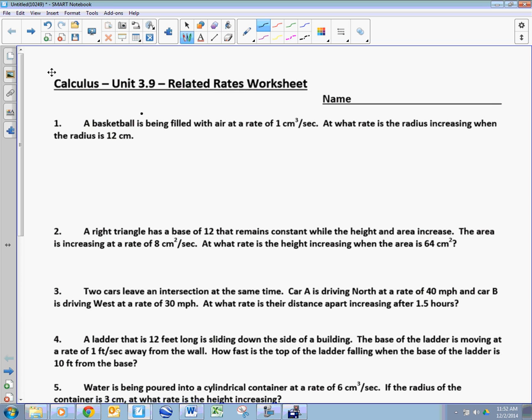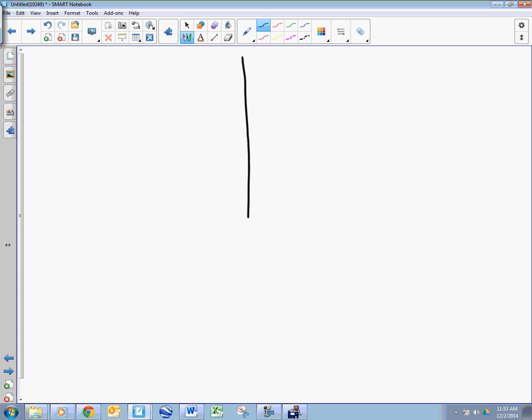It says a right triangle has a base of 12 centimeters. Sorry, I didn't put that in there. That remains constant while the height and area increase. The area is increasing at a rate of 8 centimeters squared per second. At what rate is the height increasing when the area is 64 centimeters squared? Again, a difficult problem, but we can make it quite easy if we just set it up using our 4 boxes.